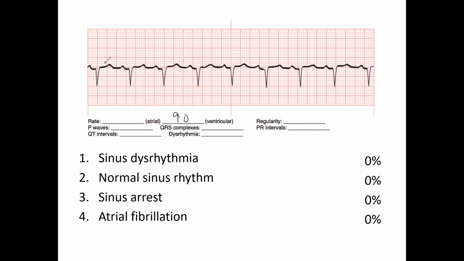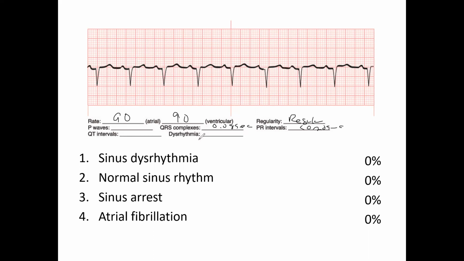It's not bisected, so you get pretty much the whole thing. So you've got an atrial rate of 90. The regularity is regular. P waves are good and normal. QRS is 0.08 seconds. It looks like 2 small boxes. The PR interval is less than 0.2 seconds.